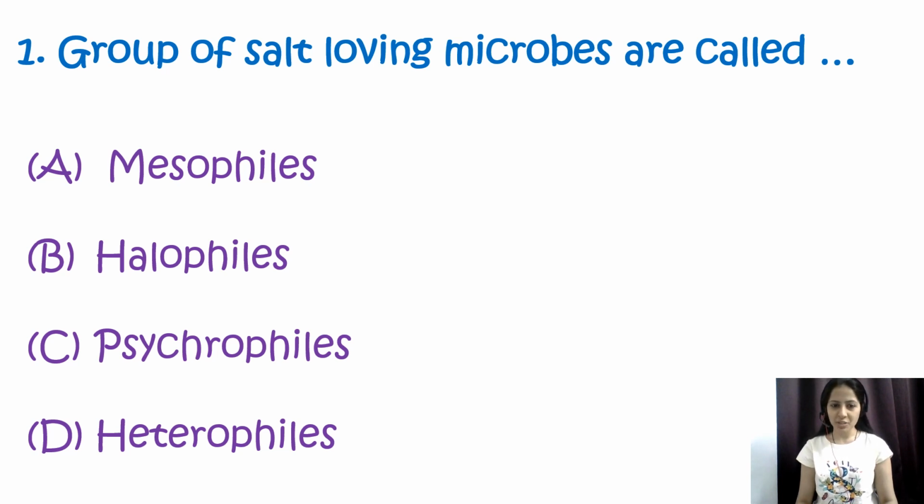So options are mesophiles, halophiles, saccharophiles or heterophiles. So over here my correct option will be option number B, that is halophiles. Halophiles are the group of salt-loving microbes. Whereas what is mesophiles? Mesophiles are the microbes that thrive in moderate temperature, whereas saccharophiles are the microbes which thrive in cold temperature. And heterophiles is not a recognized term in microbiology. So my correct option will be option number B, that is halophiles.